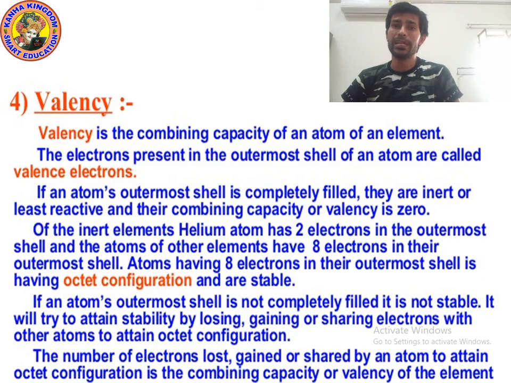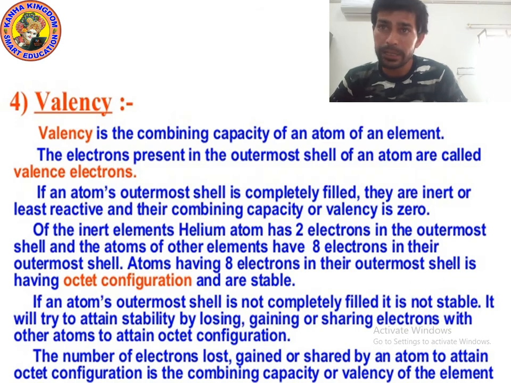What is the meaning of valency? The number of electrons lost, gained or shared by an atom to attain the octet configuration, meaning to complete the octet rule, is known as the valency of the element or combining capacity of the element.